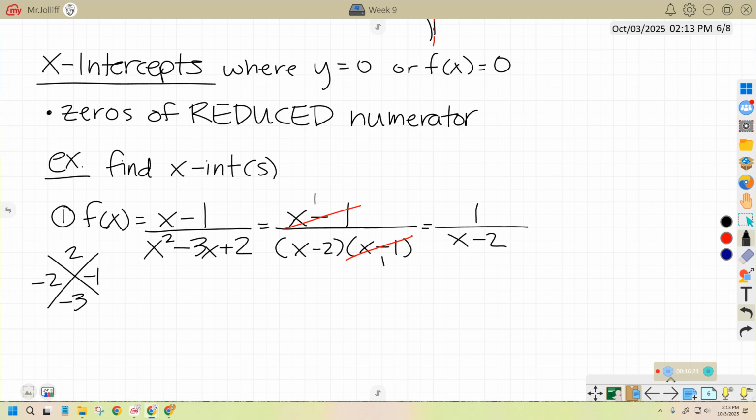So the question, I'm looking for x-intercepts. What makes that numerator 0? Ooh. Can the numerator ever be 0? No. 1 is not equal to 0. I don't have any x's.